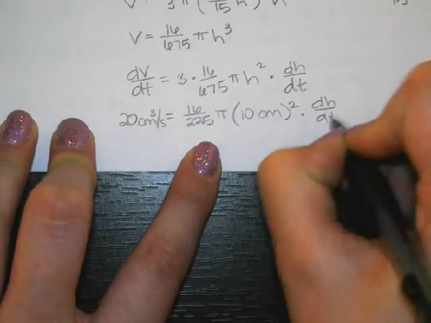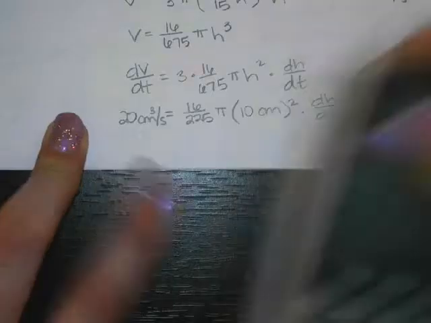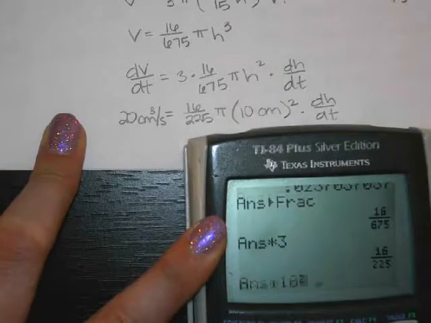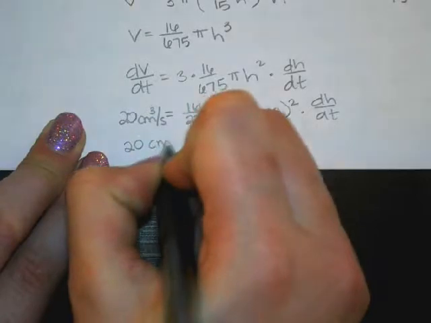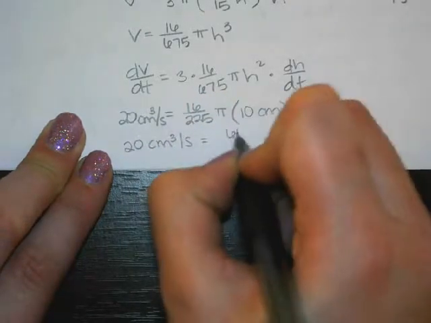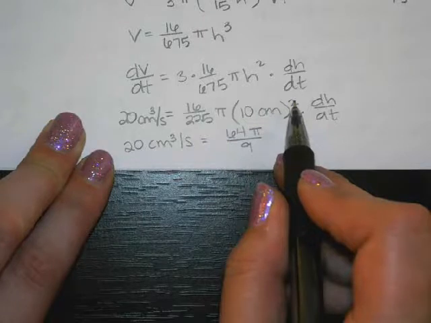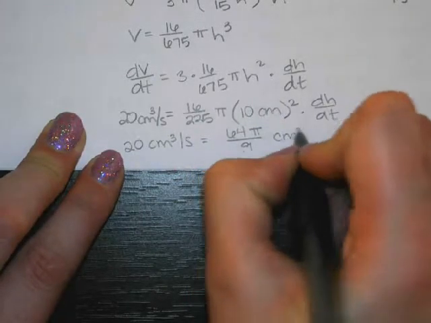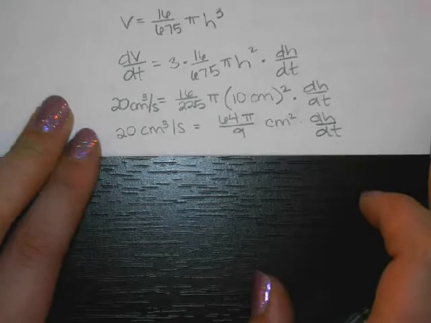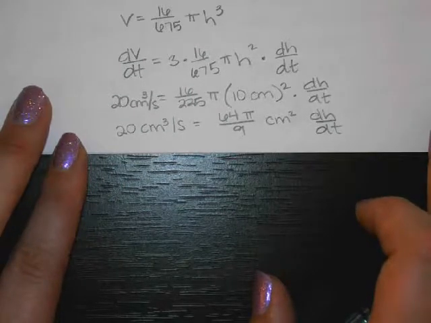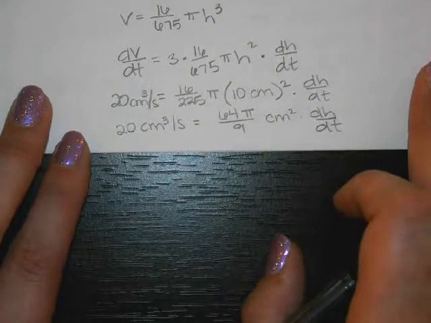dh/dt. And I'm going to go ahead and clean this up a little bit. So I have 16 over 225 multiplied by 10 squared is 64/9. So I have 20 centimeters cubed per second equals 64 pi ninths. And I had centimeters and I squared it, so that's centimeters squared, times dh/dt. So the only reason each of the steps looks a lot different is because I'm just cleaning up the numbers as I go. All right.